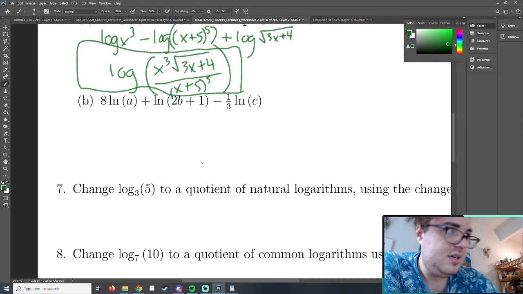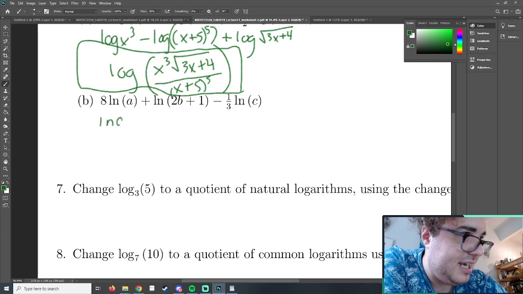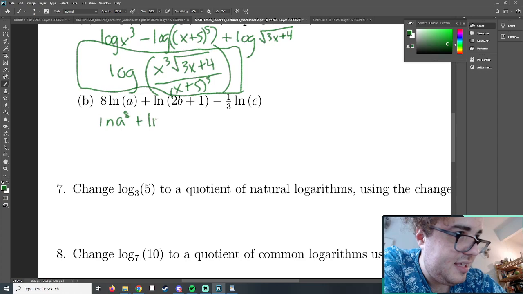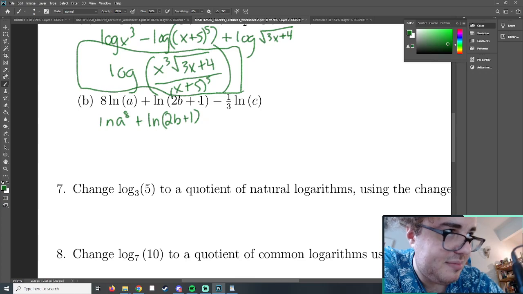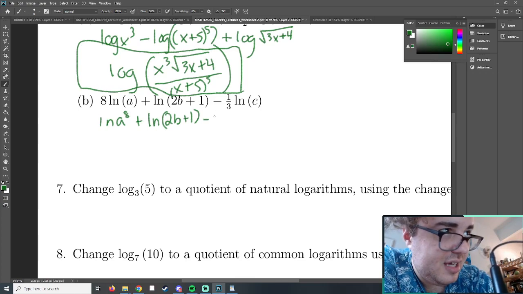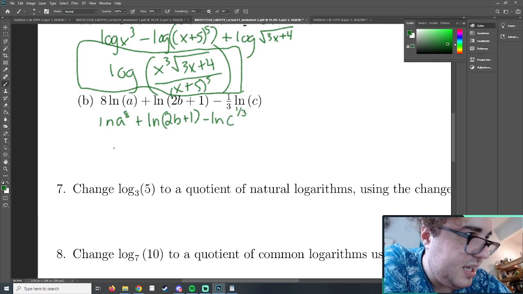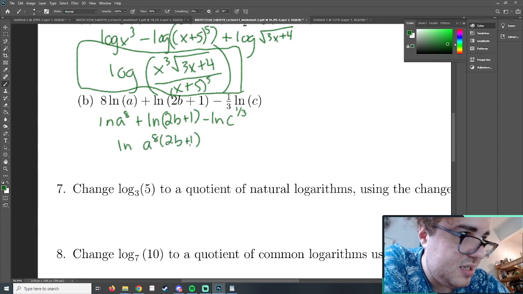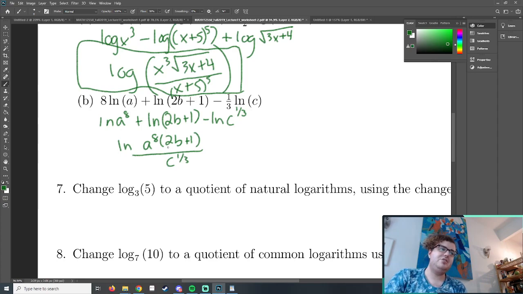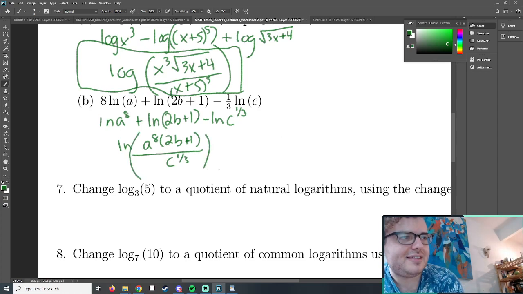Here, we're going to have ln a to the 8th plus ln (2b plus 1). Keep that in parentheses so you know that it's all one ln, it's not a plus 1 outside, minus ln of c to the 1/3. You could also call that cube root of c if you prefer. And that combines into ln of a to the 8th times (2b plus 1) all over c to the 1/3. You could multiply this out to be 2a to the 8th b plus a to the 8th, but you don't need to. And again, this whole thing is inside this natural logarithm.